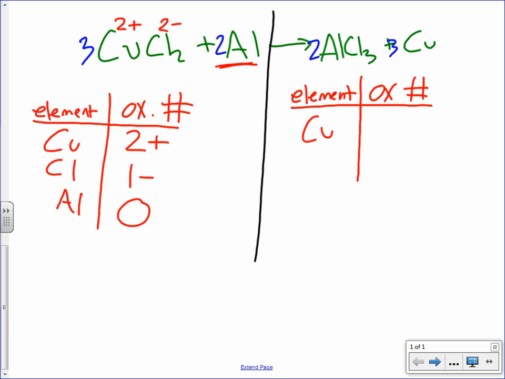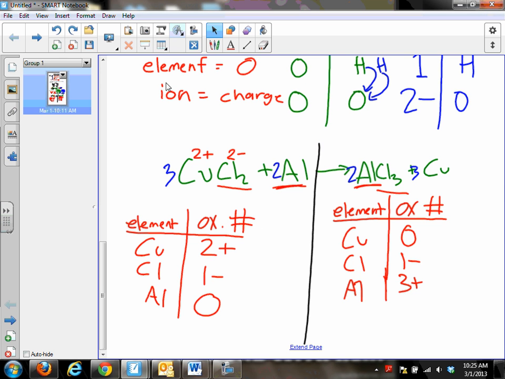Okay, same elements, copper, chlorine, aluminum. Alright, so copper is now in elemental form, it's by itself. So its oxidation number is 0. Okay, chlorine was part of a compound here, and it's still part of a compound here. Still got a -1, no change there. And aluminum went from being alone to being part of a compound, so it's got a 3+. 3+ charge, 3+ oxidation number. Okay, so that's how you do oxidation number.